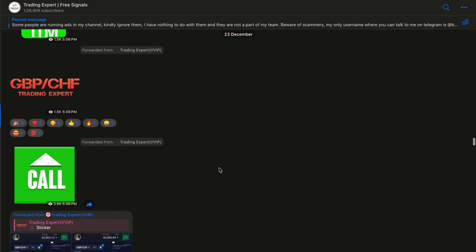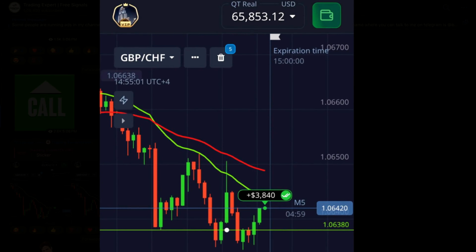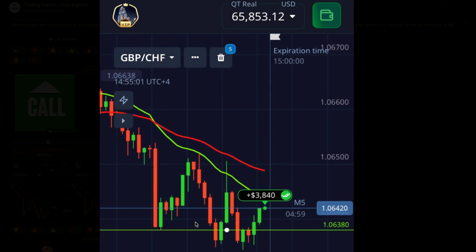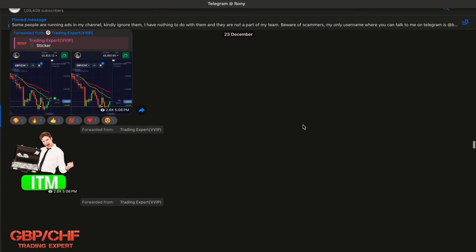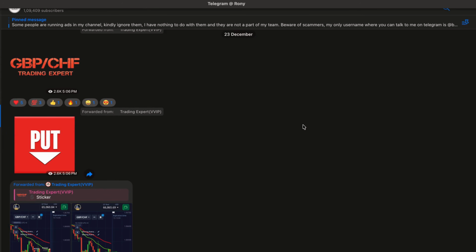The next signal was for GBP CHF 5 minutes call. Here you can see this was a very good one. In this, there was a good support level, and the price was retracing again and again from the support level. So we took a trade on the upside, and there was a continuation pattern also going on. So we took a trade for the call side and we won it. Amazing trade for this. The next signal was for GBP CHF 5 minute spot.